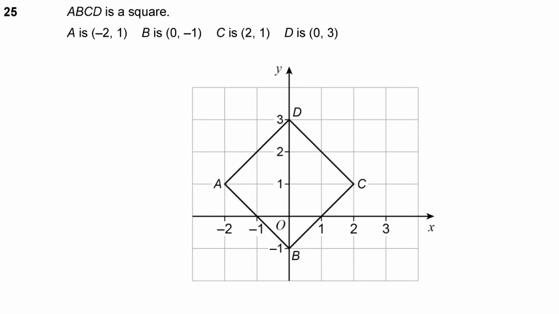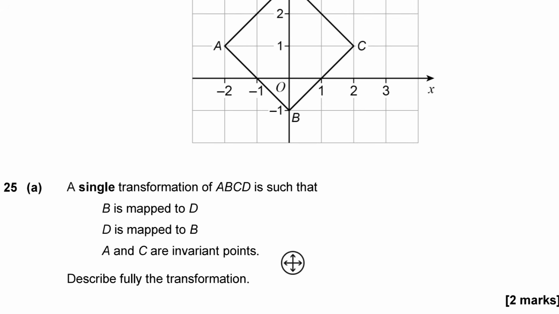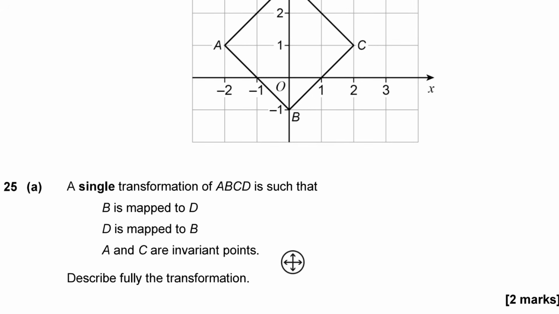Question 25. ABCD is a square. A is at (-2, 1), B is at (0, -1), C is at (2, 1), and D is at (0, 3). You can see all those 4 points have been plotted on the graph. And the question says, a single transformation of ABCD is such that B maps to D, D is mapped to B. A and C are invariant points.